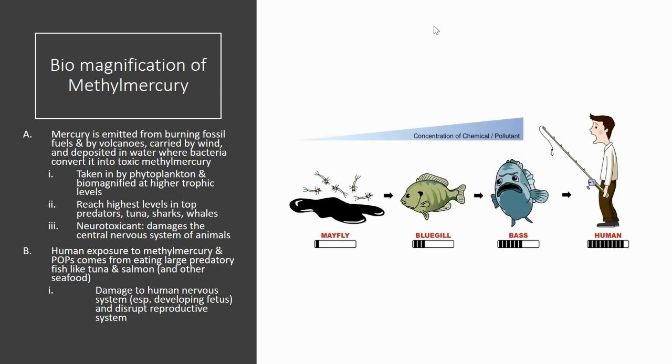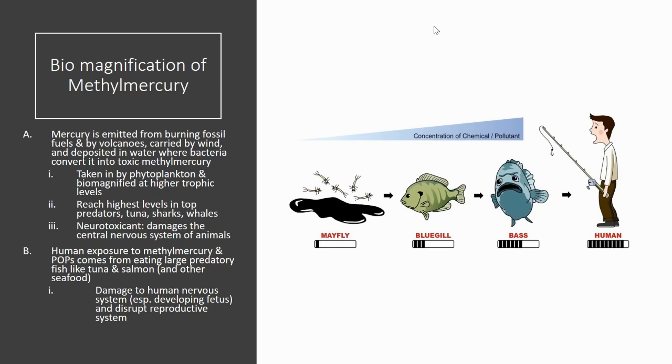That is then taken in by phytoplankton and it's biomagnified at much higher trophic levels. Once you reach that high level, we're going to find lots of that methylmercury in those top predators. Once it reaches that very high level and that accumulation has tremendously occurred, that becomes a neurotoxicant. So it has the potential to damage the central nervous system of those higher predatory animals.